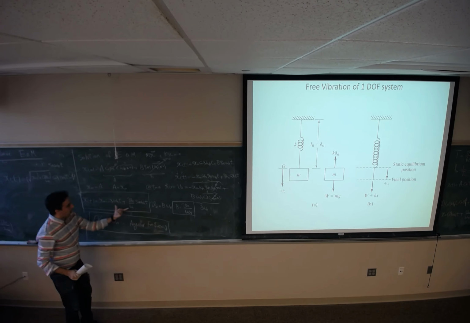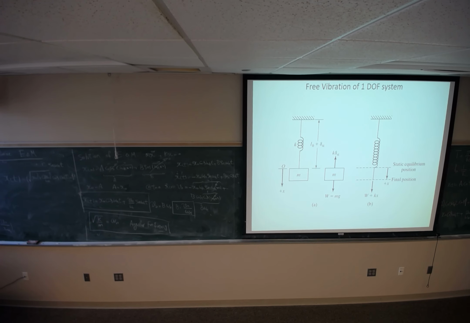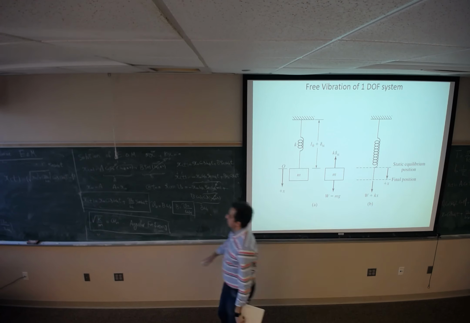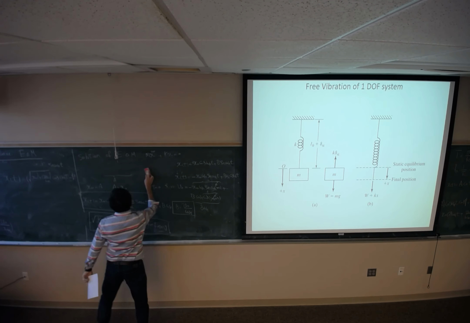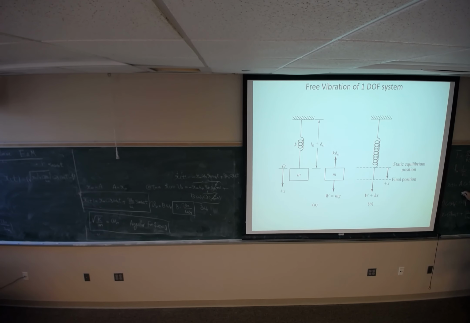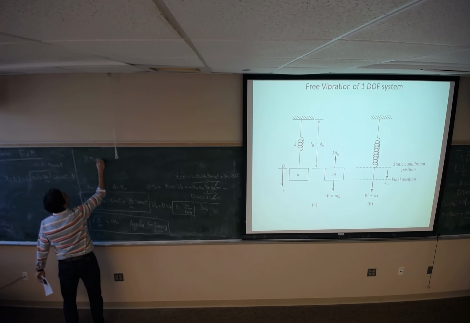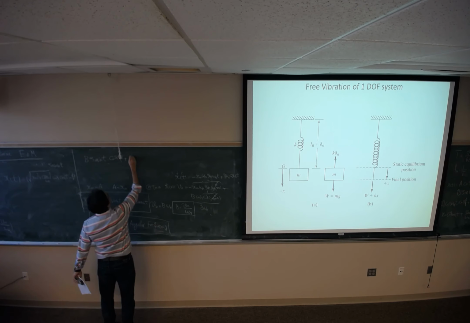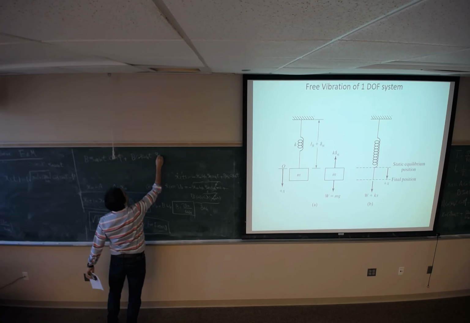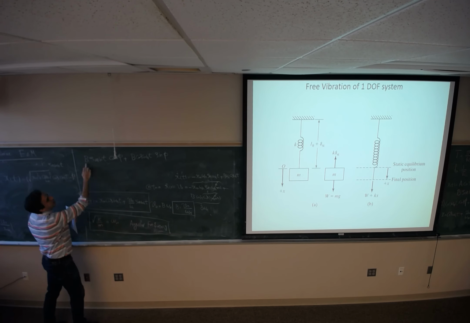Suppose I would like to write the summation of these two as a function of sine, not cosine. So let me do that. Suppose I would like to write it as B sine of omega n t plus phi. If I expand this, I will get B sine of omega n t cosine of phi plus B cosine of omega n t sine of phi.